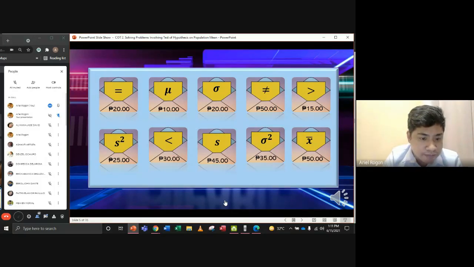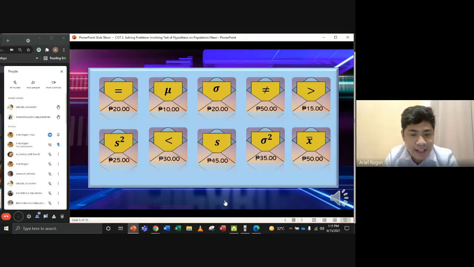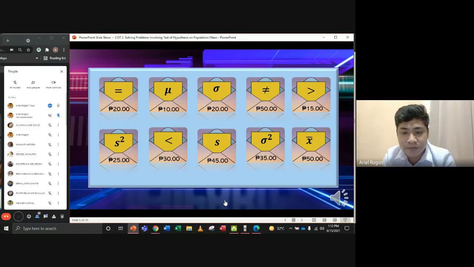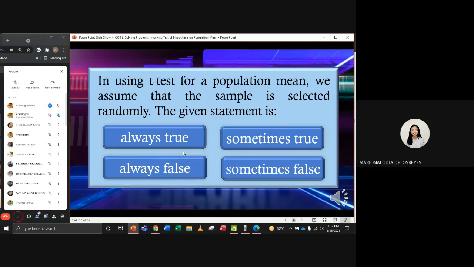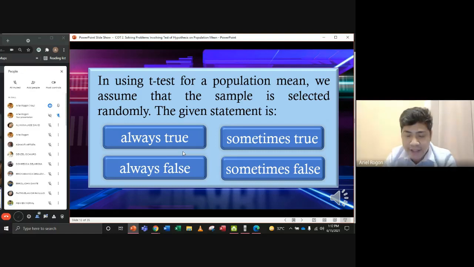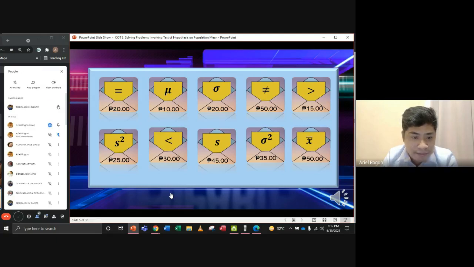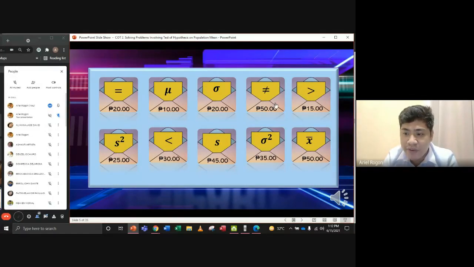Another who wants to answer. Yes, De Los Reyes. Less than, sir. Less than. In using the t-test for a population mean, we assume that the sample is selected randomly. The given statement is always true. Always true. That is correct. Very good, Miss De Los Reyes. One more. Yes, Dante. What symbol? Equal, sir. Equals. Wow, corresponding to 50 pesos.